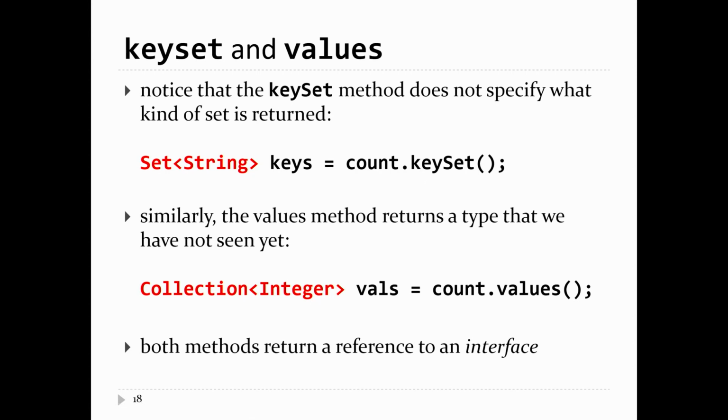What are they returning? It turns out their return types, set and collection, are called interfaces in Java. So they're not classes, they're actually these things called interfaces. And I haven't told you formally what an interface is yet.